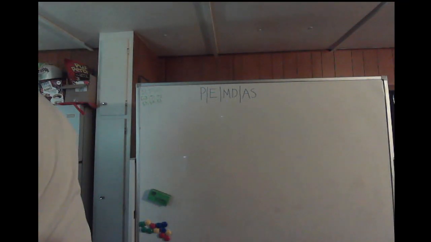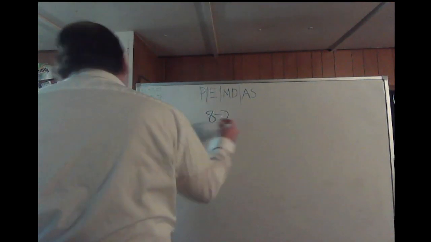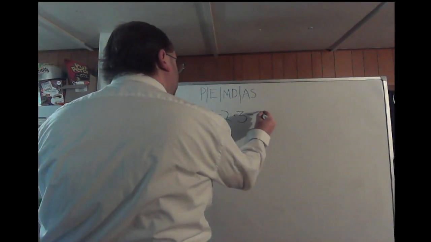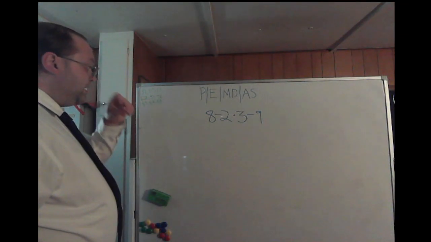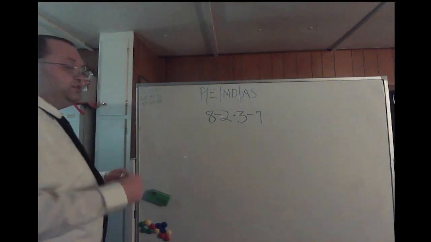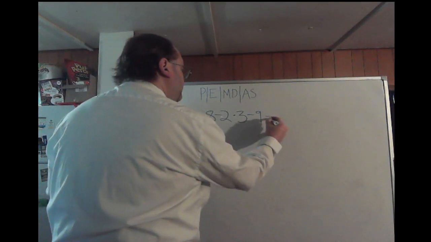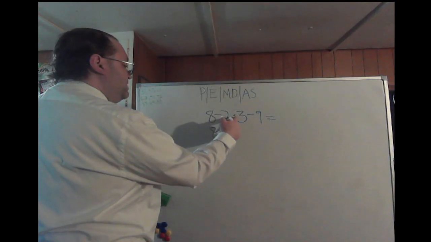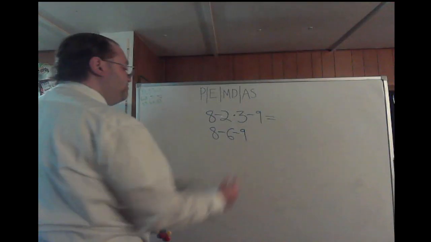But let's get into why you're here today. We have our first real problem here. You have 8 minus 2 times 3 minus 9. Okay? Well, according to the order of operations, we need to do the multiplication first, because we don't have parentheses, we don't have exponents, but we do have multiplication. So, following the order of operations, you have minus 2 times 3. Well, 2 times 3 is 6, so you have 8 minus 6 minus 9.